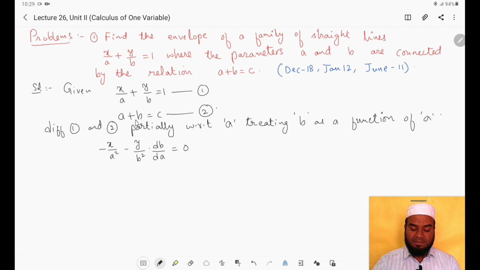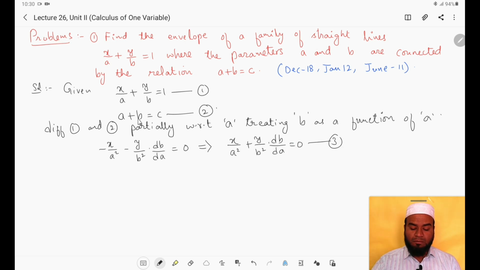Similarly, differentiate this second equation. The derivative of a with respect to a is 1, or this equation further can be written as x by a square plus y by b square into db by da equals 0. Now consider this as 3.